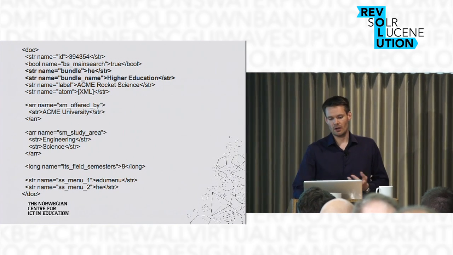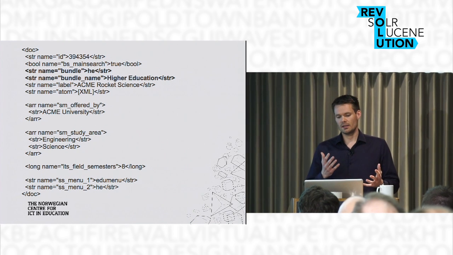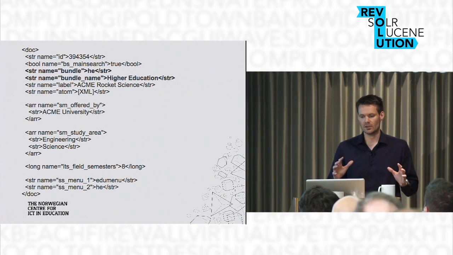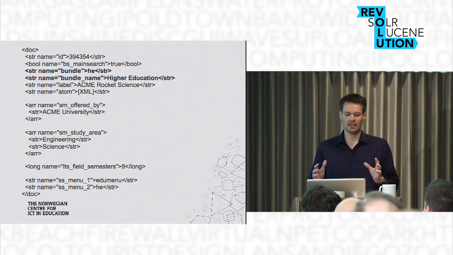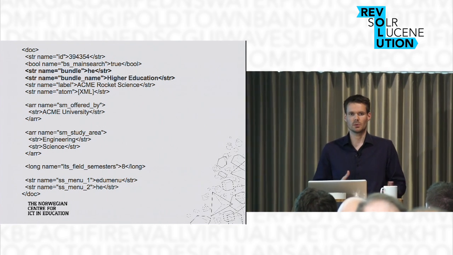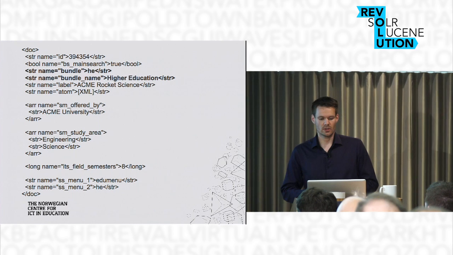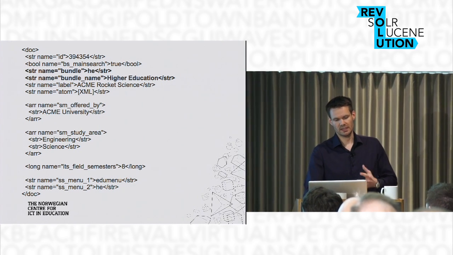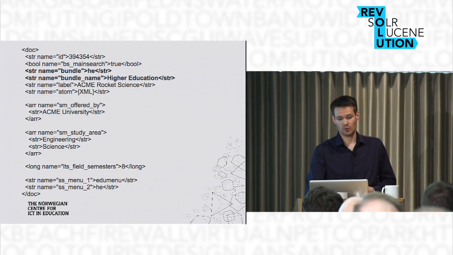This is an example of a course that we have indexed. And here we have also flattened or duplicated data slightly, telling which university offers the course. So if you search for Acme University, you will get all the courses that are offered by Acme University, even though it isn't there originally in the normalized data in Drupal.